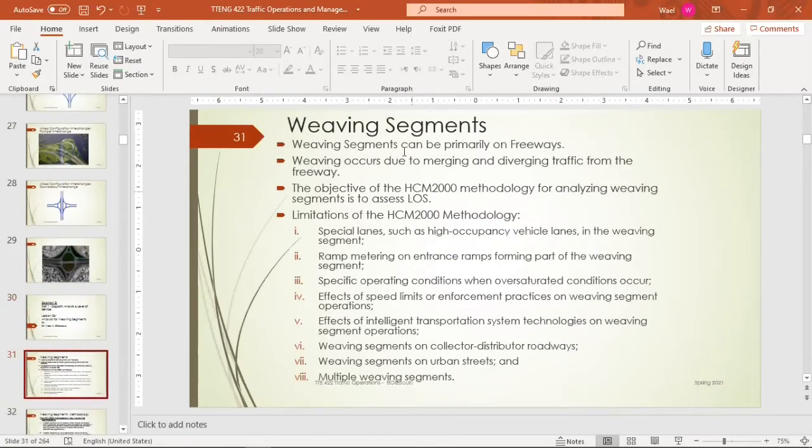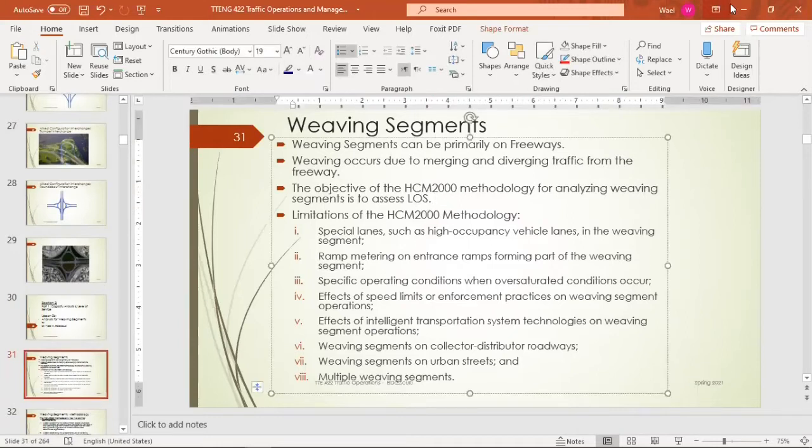Weaving segments can be primarily on freeways. Weaving occurs due to merging and diverging traffic from the freeway. The objective of the Highway Capacity Manual methodology for analyzing weaving segments is to assess level of service. To give you a better understanding of what we mean by weaving segments, let me share something with you.